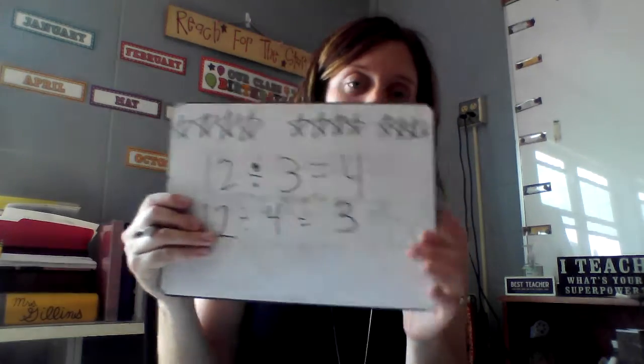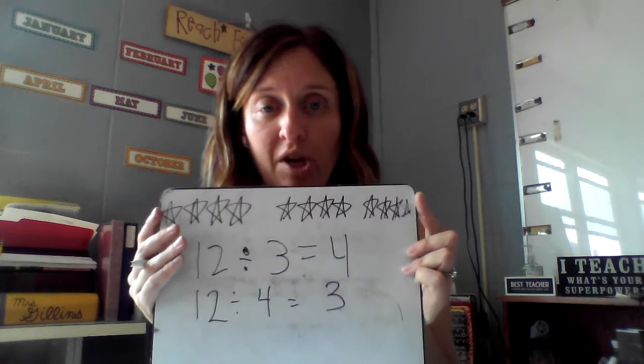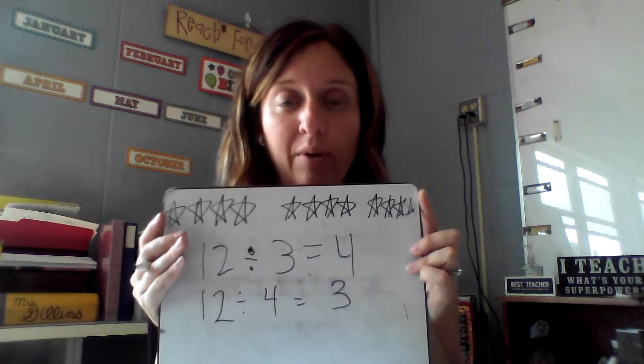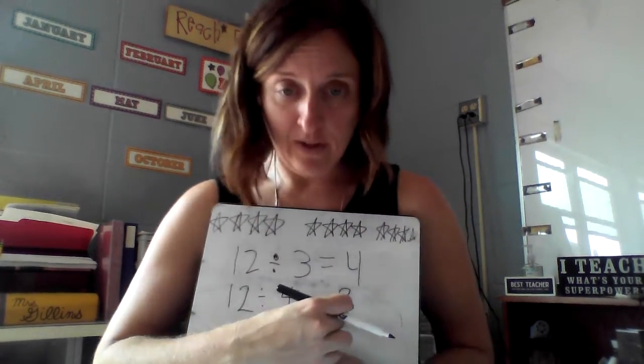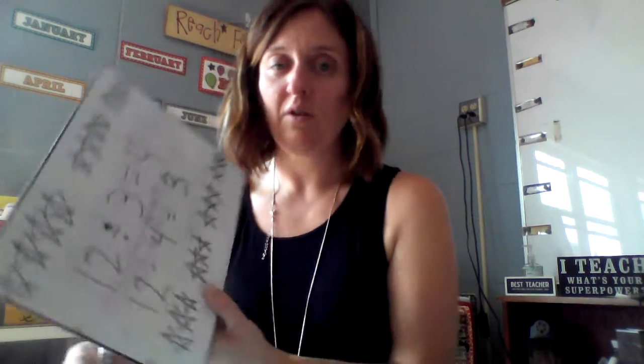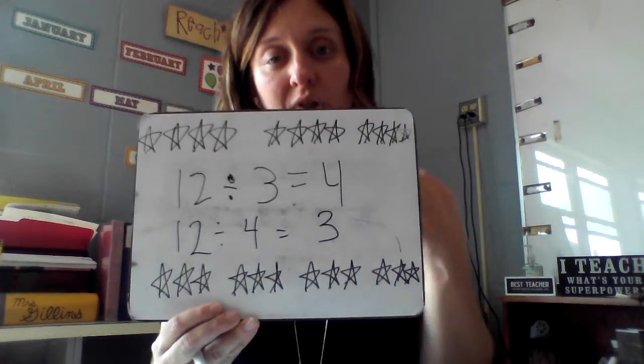I could also write, though, another division sentence using the same numbers. Okay? 12 divided by 4 equals 3. The picture would change, though, slightly. I wouldn't have 3 groups anymore. I would have 4 groups. And I wouldn't have 4 stars in each group. I'd have 3 stars. So it would look like this. So you can see how my 2 groups are different. Okay, same 3 numbers, but it's just slightly different.